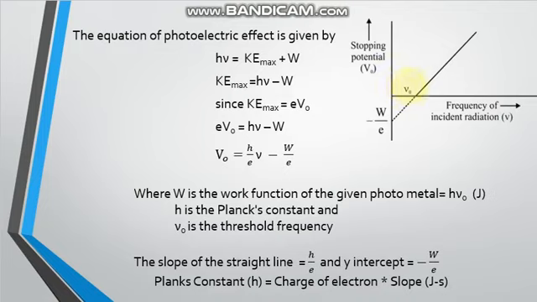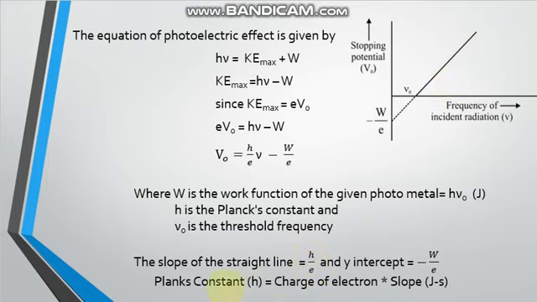So this nu naught indicates the threshold frequency. This is the minimum frequency required to release the electrons from the metal surface. And if you extrapolate the straight line, the intercept of this straight line on the y-axis will give minus W by e. This is equal to C, a constant. And by finding the slope of this straight line, that is equated to h by e.